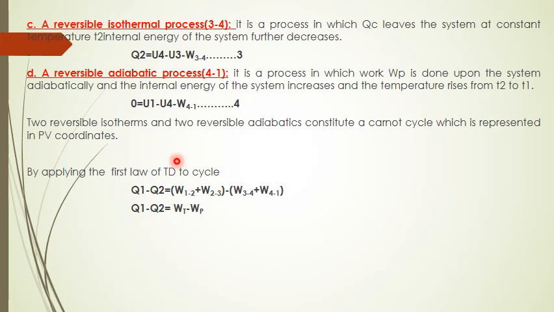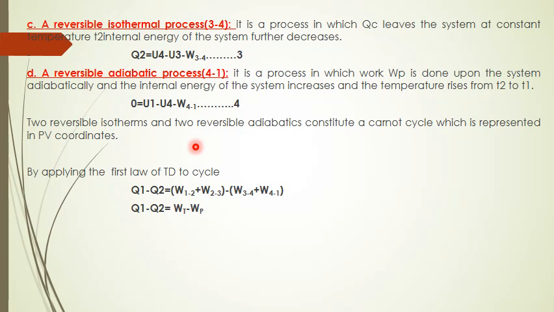Then process 3 to 4, a reversible isothermal process. It is a process in which Q2 leaves the system at constant temperature T2. The internal energy of the system further decreases. If you apply the first law of thermodynamics to process 3 to 4, you will get this. Then process 4 to 1, a reversible adiabatic process. It is a process in which work WP is done upon the system adiabatically, and the internal energy of the system increases and the temperature rises from T2 to T1. And if you apply the first law of thermodynamics to the process 4 to 1, you will get this equation.